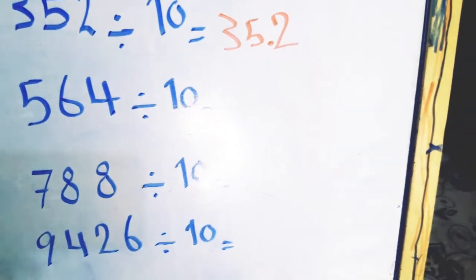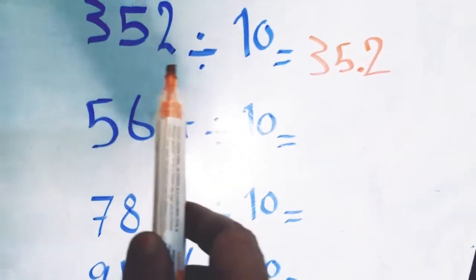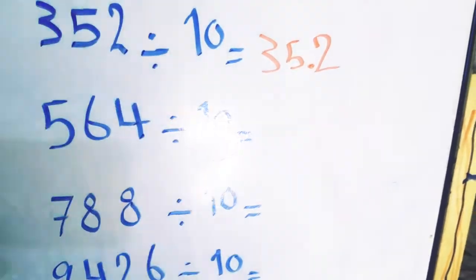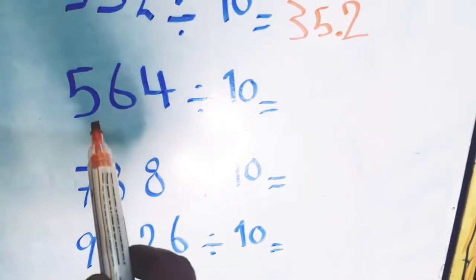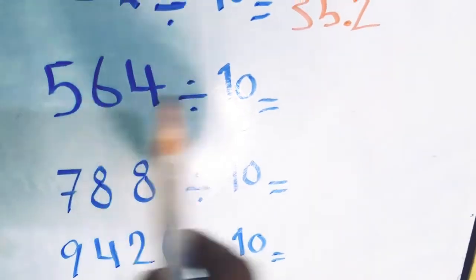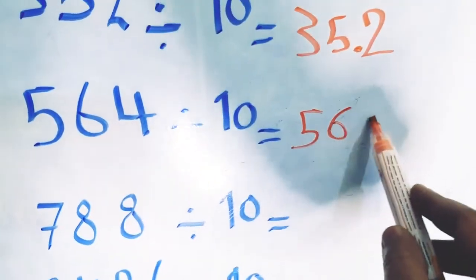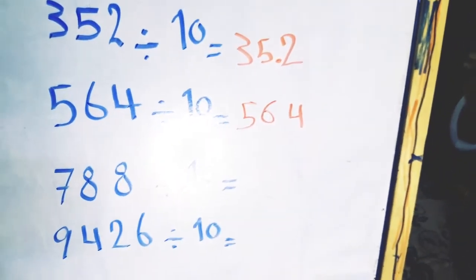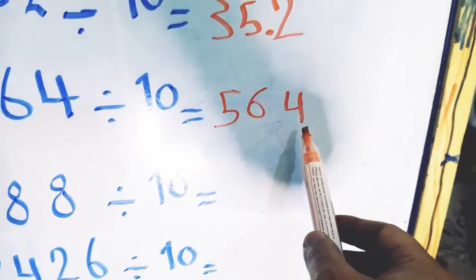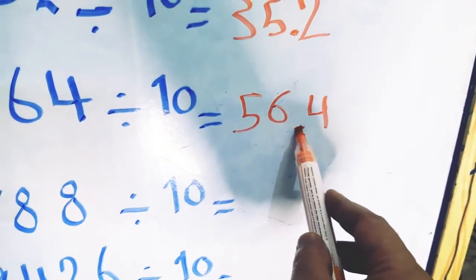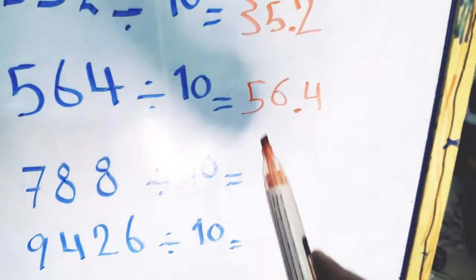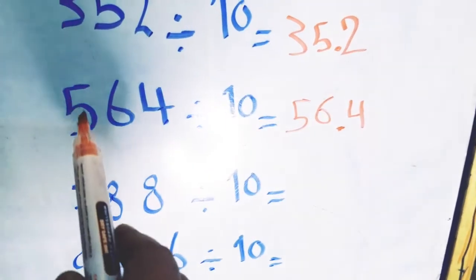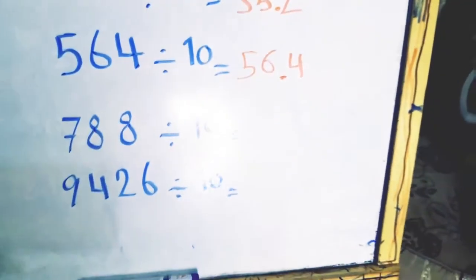564 divided by 10. Okay, as we see, the dividend does not end with 0 and the divisor is 10. So in this case, we take the dividend and write it as it is. So we write 564. The step which we must apply here is that we count one digit from the right side, then we put a decimal point. So 56.4 is the quotient of 564 divided by 10.